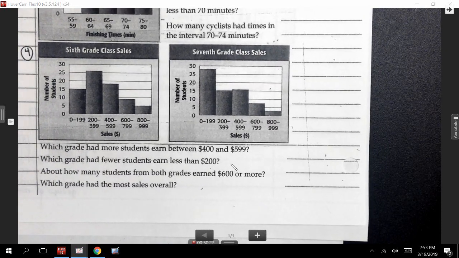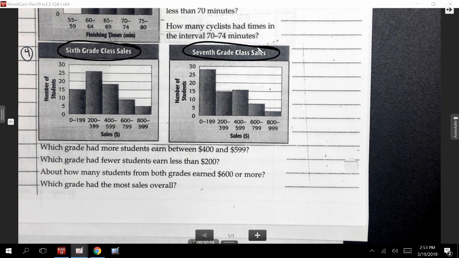Alright. Now this time, be careful. We're talking about 6th grade class sales and 7th grade class sales. Which grade had more students earn between 400 and 599? So I'm looking at this interval right here on both graphs. Which grade had the higher bar out of those two graphs? Hale. 6th grade. So 6th grade is higher. They're closer to 20. 7th grade is closer to 15.